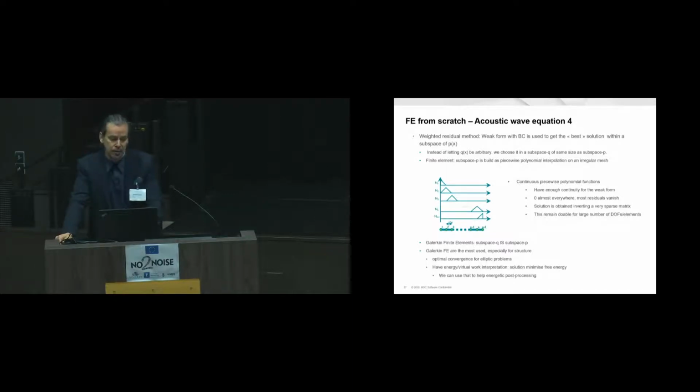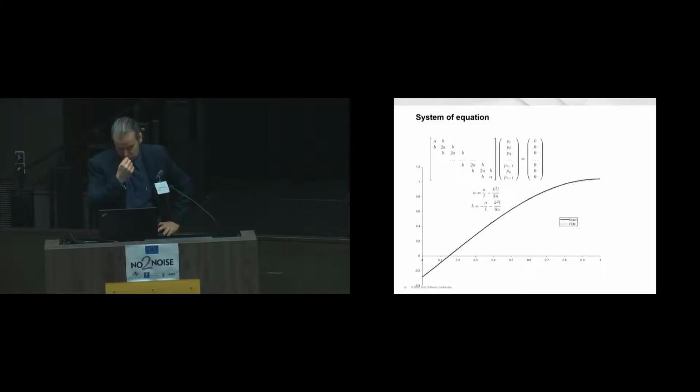You have the Galerkin finite elements version. It uses test functions that are the same as the shape functions. It's the classical one that is used everywhere in structure. It's used also for acoustic fluids and, as you will see, for porous materials also. It's very interesting. It has optimal convergence for elliptic problems. It also has some energy or virtual work interpretation. So the solution will minimize the free energy if you use the Galerkin approach. And this will, as we will see, help energetic post-processing of results. So it's very nice for solving structural or elliptic problems.